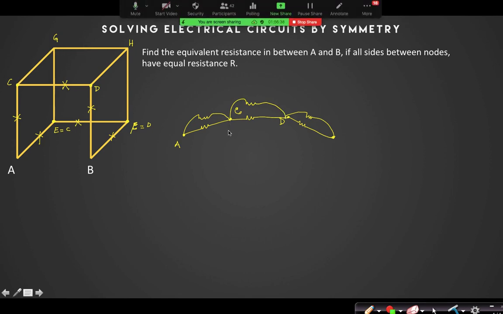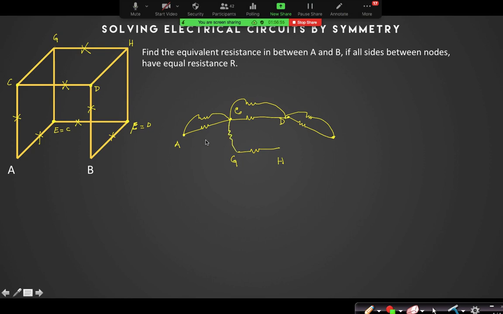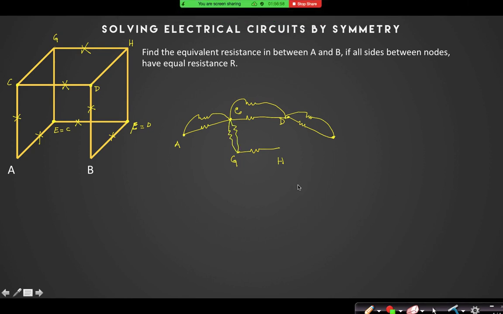Now there is another point G and H. In between G and H, there is one resistance like this. In between G and C, there are two resistances, this one and this one. And between H and D, there are these two resistors. Now this point is B, this point is A. Is that figure simplified now? Yes sir. Now we can easily find the equivalent resistance.